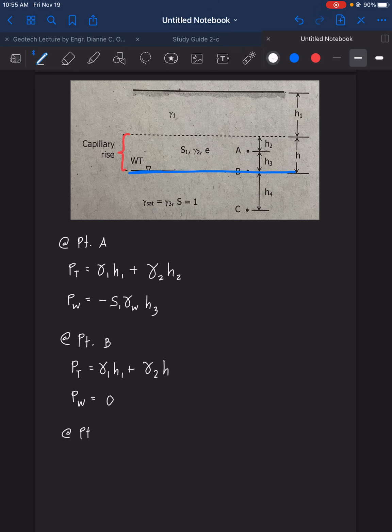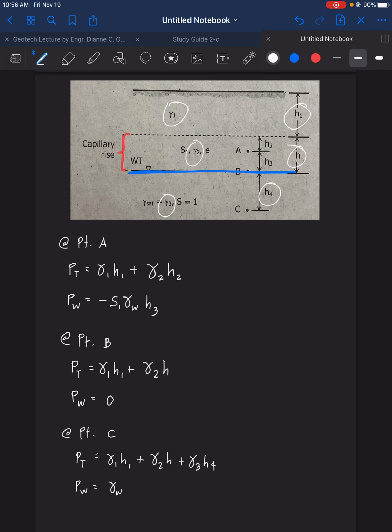At point C, P total is equal to gamma 1 H1 plus gamma 2 H. So gamma 1 H1, then gamma 2 H. Then for this part here is gamma 3 H4, so plus gamma 3 H4, and then P water is equal to positive gamma of water.